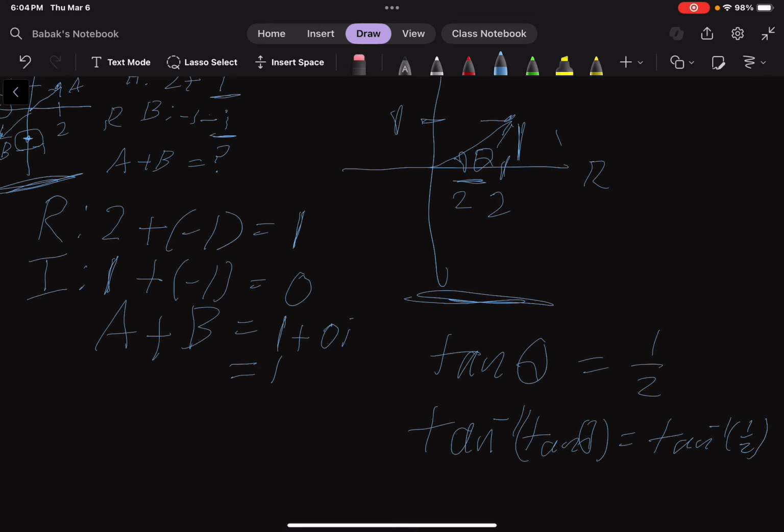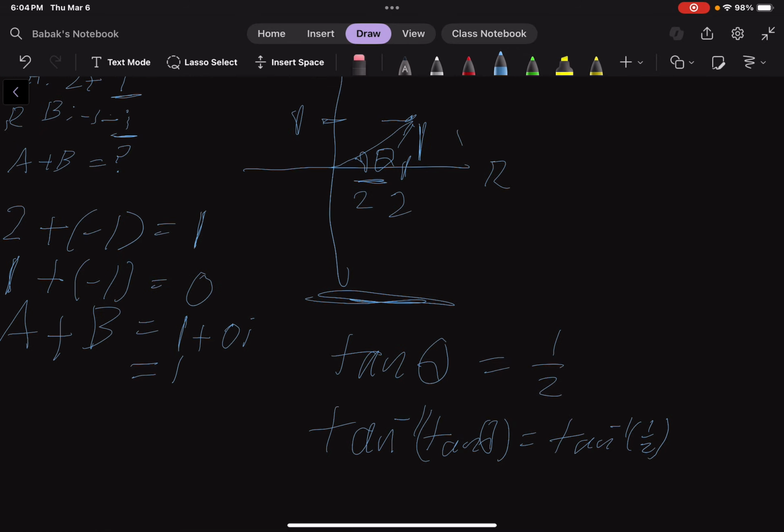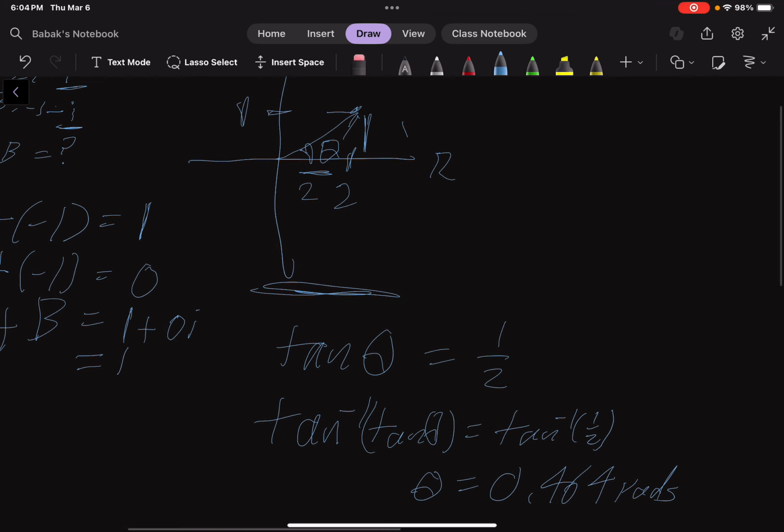And we get, I apologize, I'm inputting this into my calculator, approximately 0.464 radians. And it should be mentioned that with radians, you do not need to indicate the unit. However, I will do so.